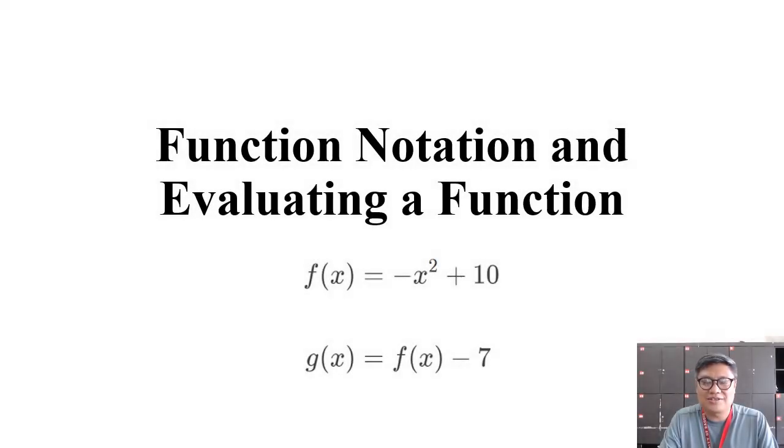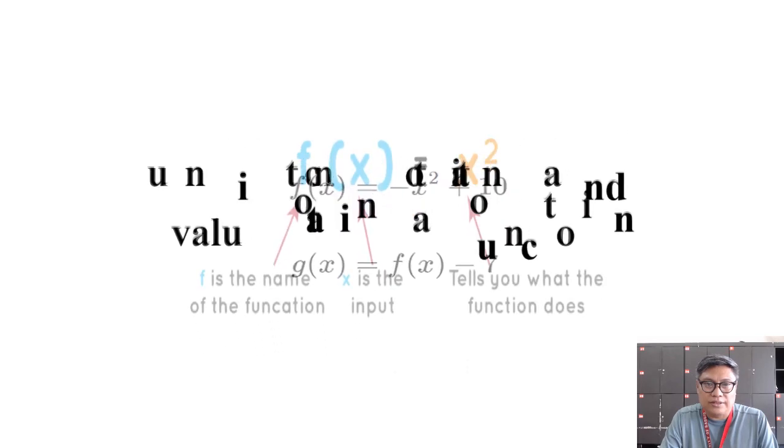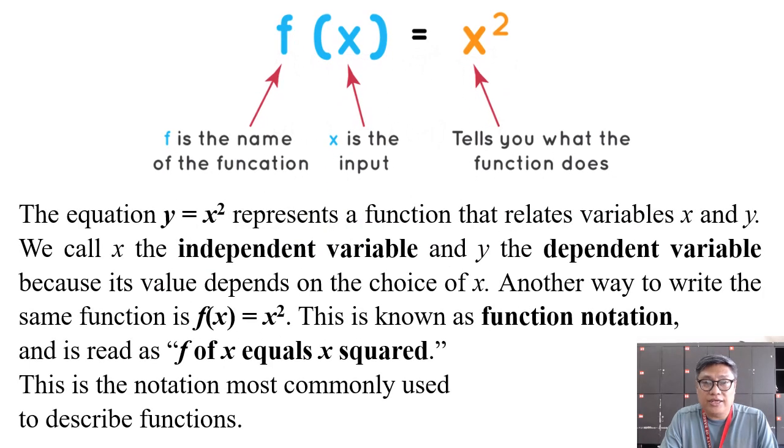Once again, class. For today's presentation, we're going to continue with the discussions on function notations and how we are going to evaluate a function. Now the equation y equals x squared represents a function that simply relates the variables x and y. In other words, if you note, class, that x and y are being related, this is considered a function.